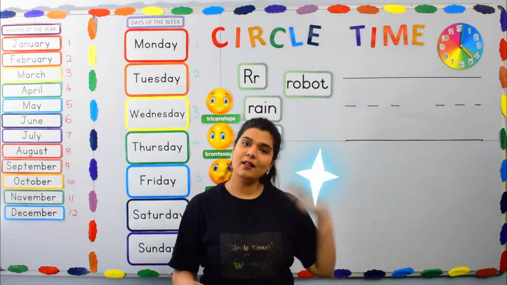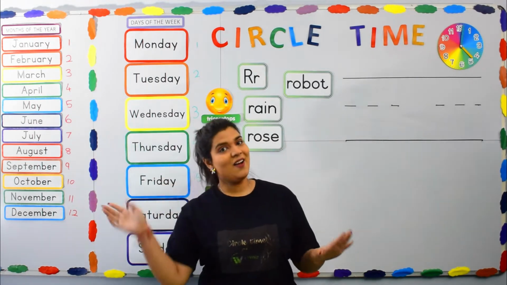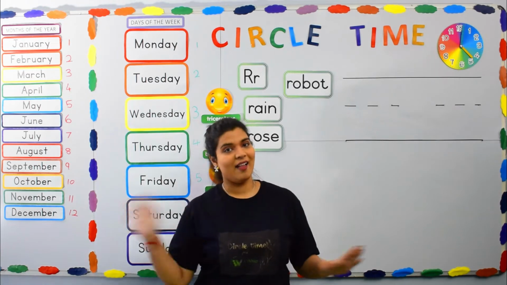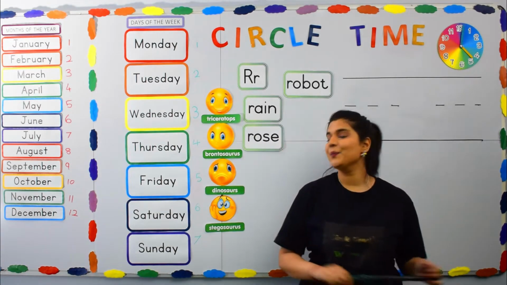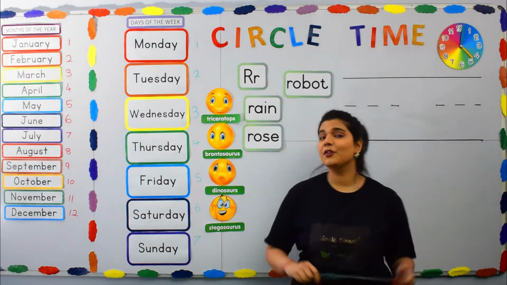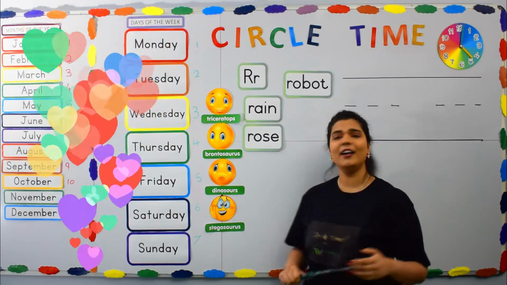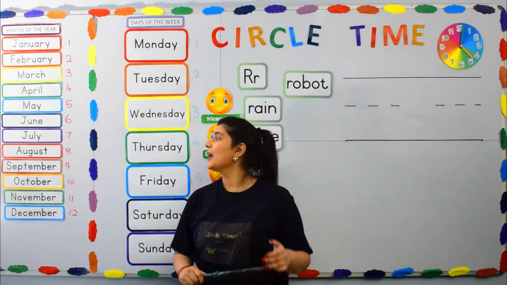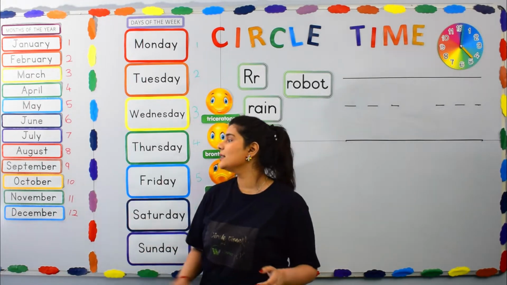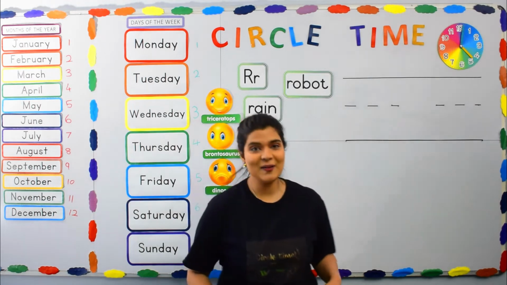Hello, hello, hello, how are you? Hello, hello, hello, how are you today? Are you happy? Are you angry? Are you sad? Or are you excited today? Is it July? Is it August? Is it September? Or is it October?